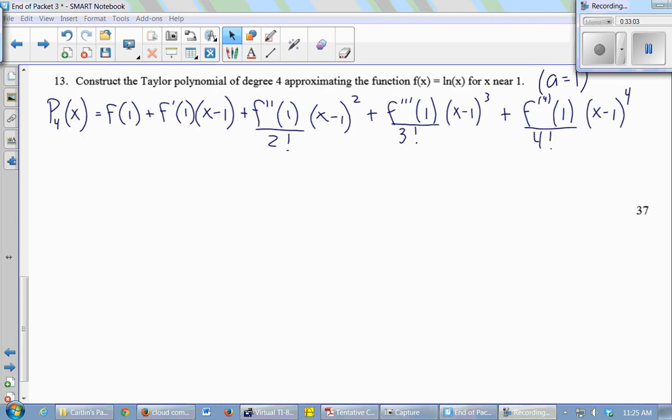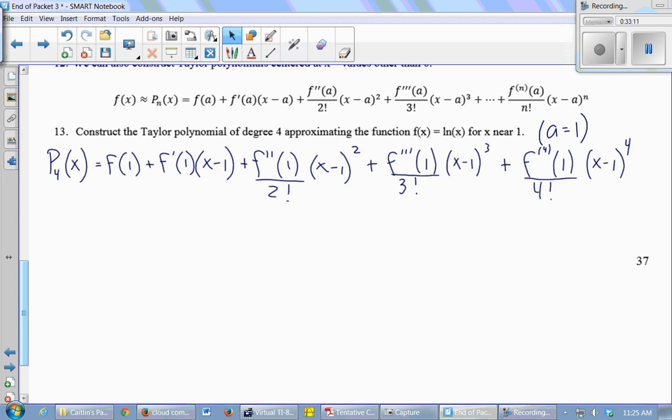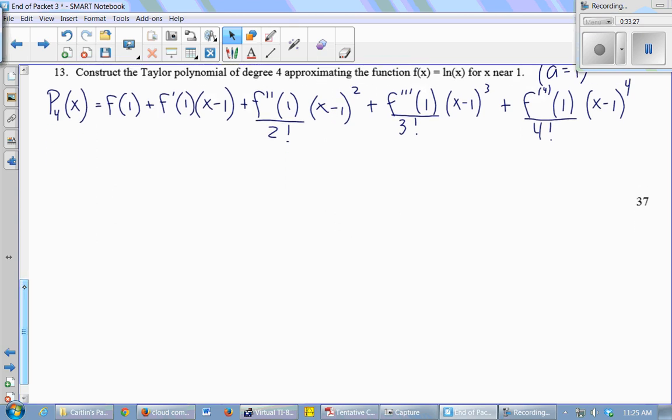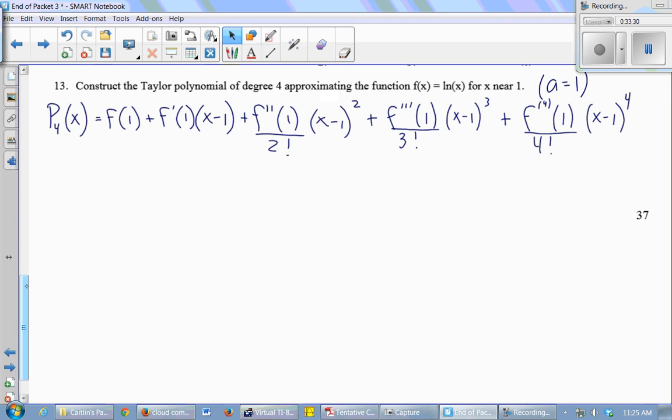All right, let's finish this together. So all I did in this first step was copy this formula for p sub n of x, and I replaced all my a's with 1s because they told me that this is going to be for x's near 1, or centered at 1. And then as I'm looking at this, I say, okay, if I want to finish the problem, I have to evaluate f of 1, f prime of 1, f double prime of 1, f triple prime of 1, and the fourth derivative of f at 1.